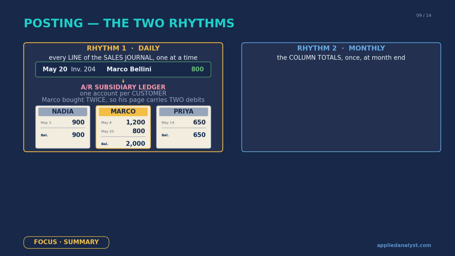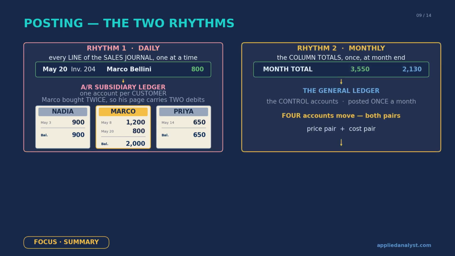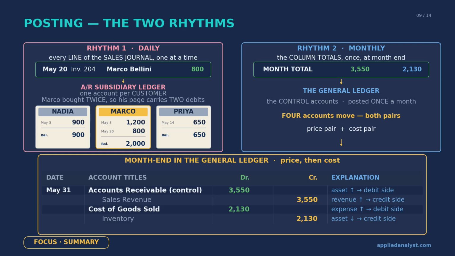Rhythm 2. Monthly, you total the columns and post the totals to the general ledger. Debit accounts receivable control, credit sales revenue, $3,550. Then, because we are perpetual, debit cost of goods sold, credit inventory, $2,130. Every day the customer pages. Once a month, the general ledger. Now the payoff. 4 sales, 2 general ledger entries. Make it 1,000 sales. Still 2 entries. That is the leverage this whole chapter is buying you.